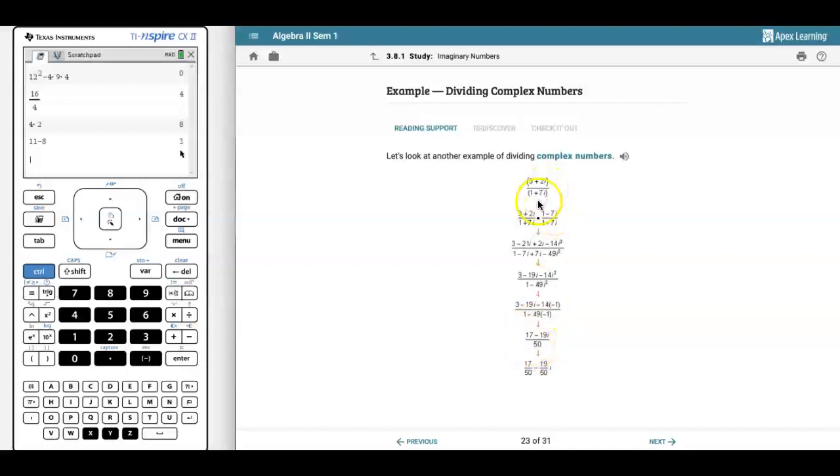When we look at the top here, we FOIL out those two quantities. We combine like terms, we replace the i squared with a -1, and then we are left with 17 minus 19i on top. And then what we're able to do is divide both of those top numbers by 50, and we get our final answer: 17/50 minus 19/50 i.